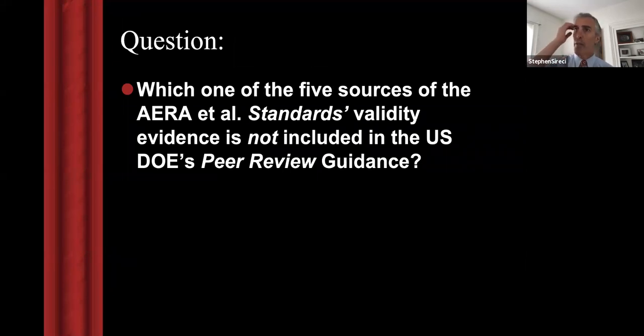Just a quick question. If you think about the U.S. Department of Education's peer review guidance, they've got 4 of the 5 sources of validity evidence listed that they're looking for. Do you want to guess the one they don't? It's validity evidence based on testing consequences, which I hope they fix in the next version.